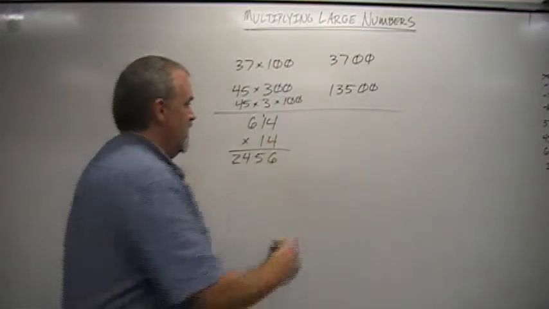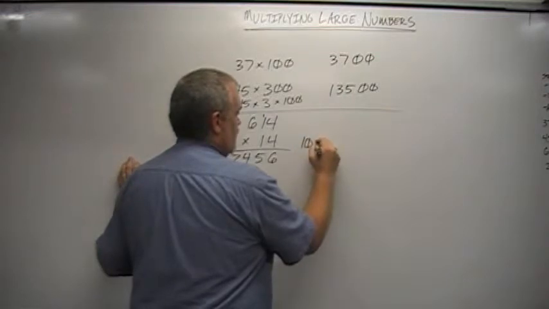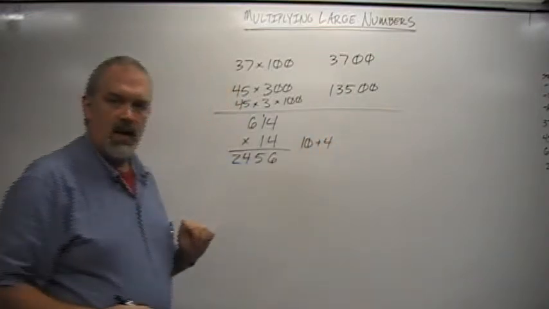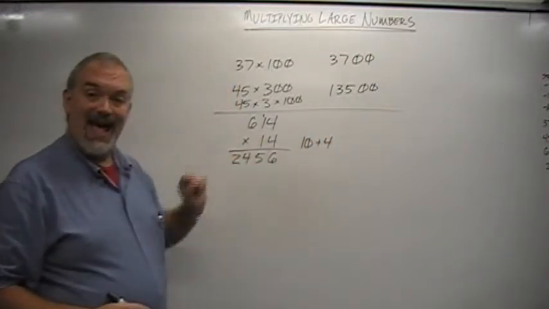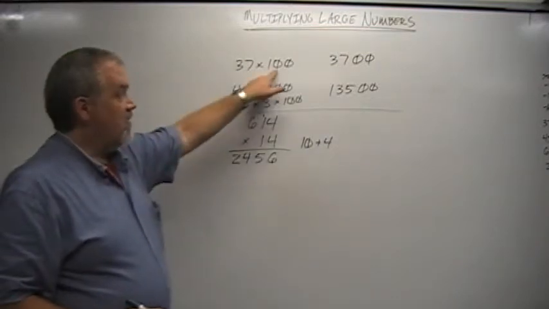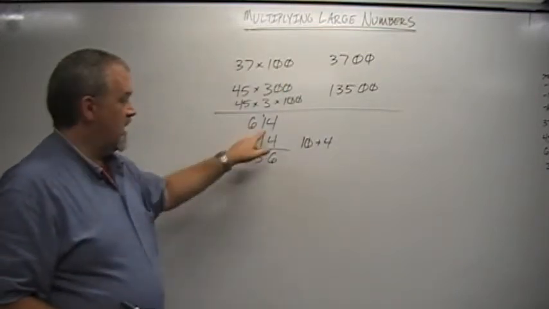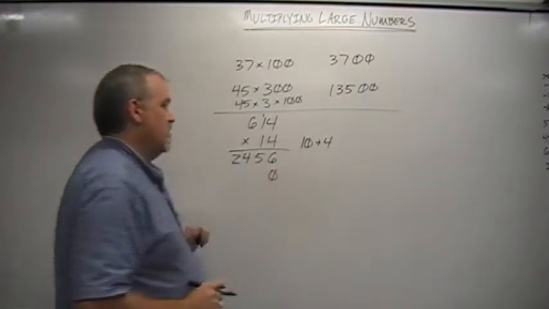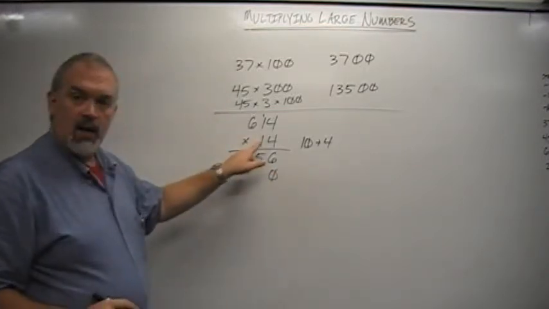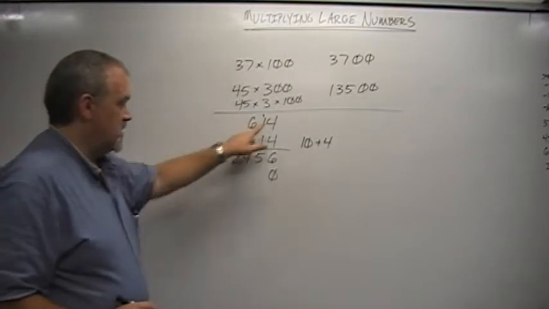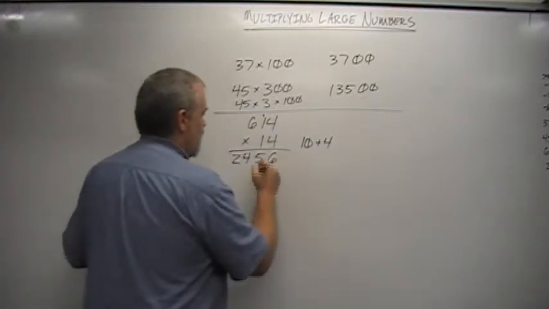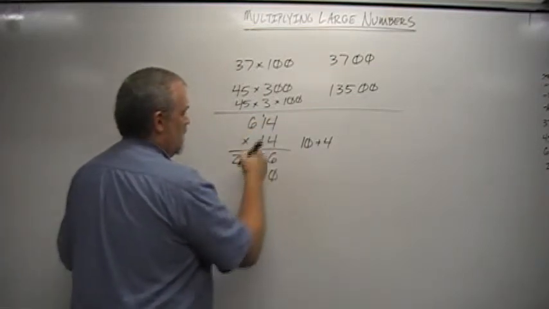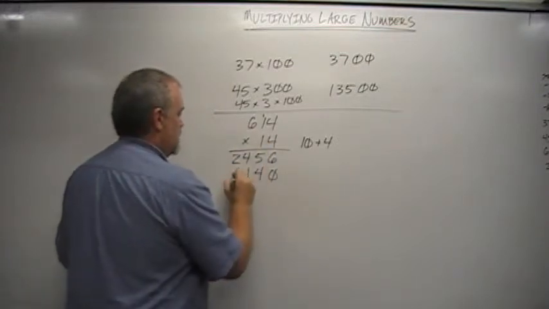Then I have, this is actually 10 plus 4. So I'm now multiplying by 10. And so, remembering what I did up here, I'm just going to take that 0, I'm going to write it down here, there's my 0, and then I'm going to multiply 1 times 614. 1 times 4 is 4, 1 times 1 is 1, 1 times 6 is 6.